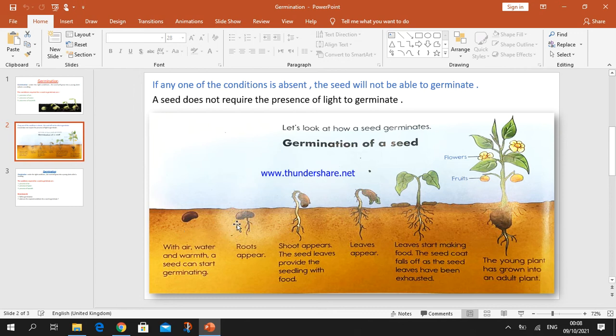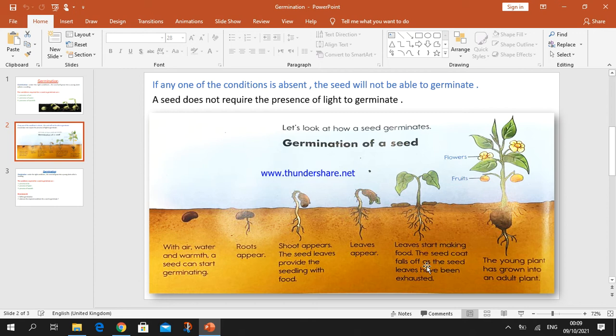And after a while, roots appear, okay? What's meant by root? Root is a part of the plant that grows under the soil. And after a while, shoot appears. What's meant by shoot? Shoot is a part of the plant that grows above the soil, okay? The seed leaves provide the seedling with food, and leaves appear.